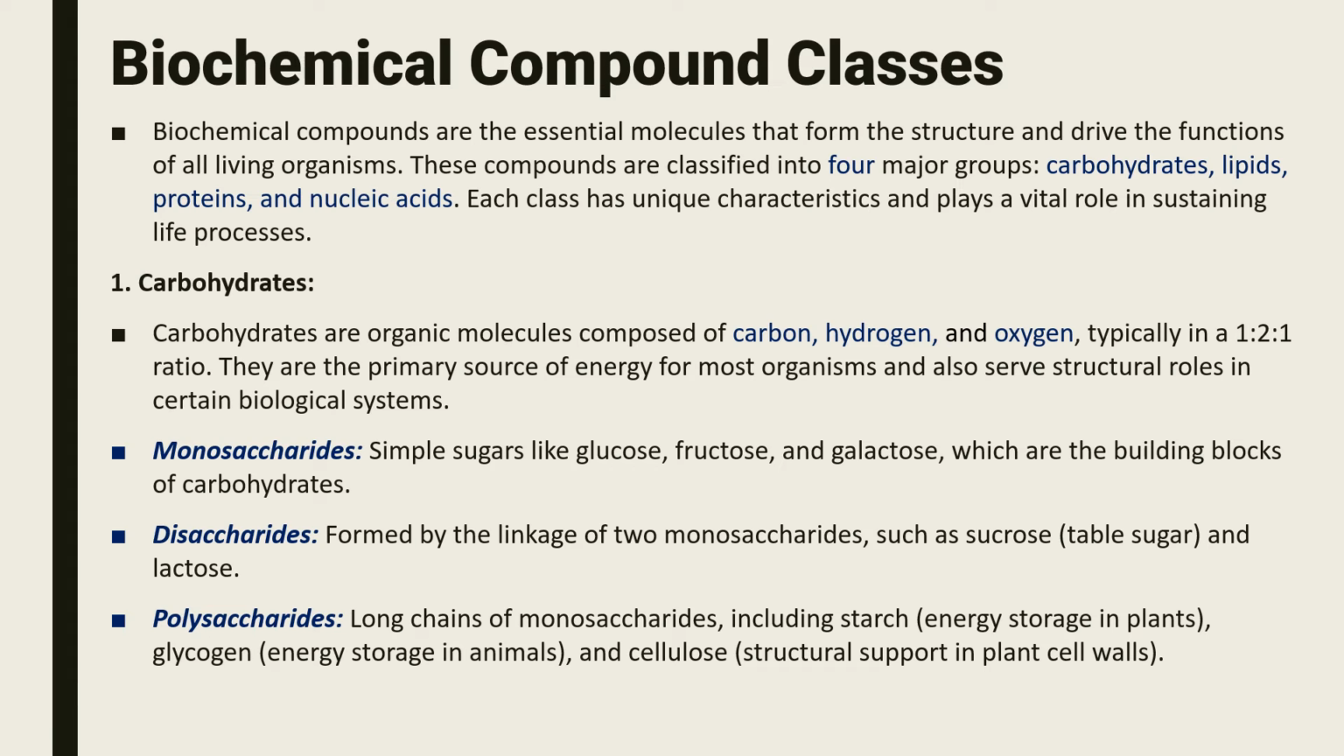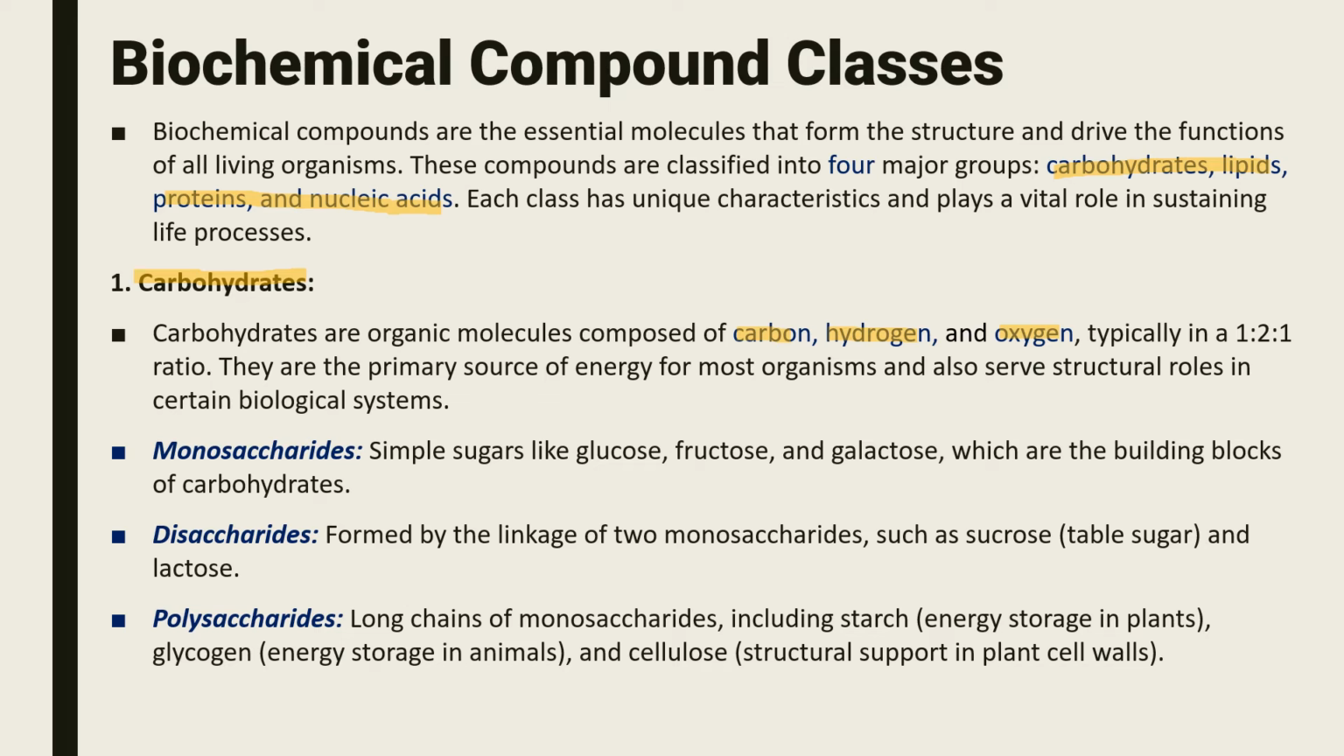Biochemical compound classes. The major classes of biochemical compounds are carbohydrates, lipids, proteins, and nucleic acids. We will study them one by one. Carbohydrates. Carbohydrates are mainly composed of carbon, hydrogen, and oxygen in the ratio of 1:2:1. For example, glucose, C6H12O6, is in a ratio of 1:2:1.